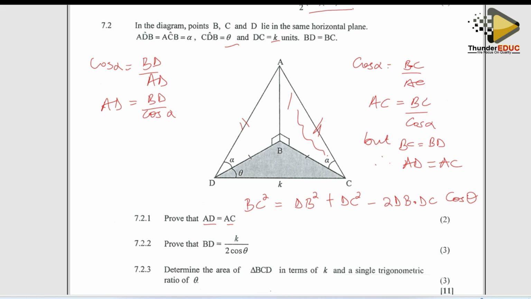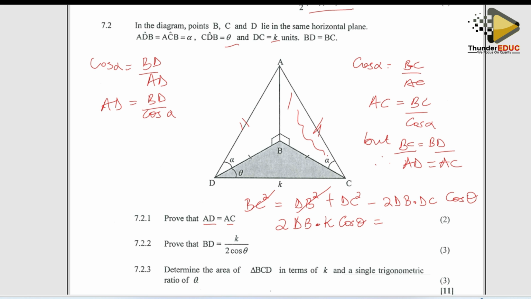Okay, but we know that BC is the same as BD. These two are the same, so I can just cross them out. What do I want? I want a BD. Okay, so DC is K. So I'll have 2. What is DB? DB is the same as this. It's 2 DB multiplied by the DC, which is K.